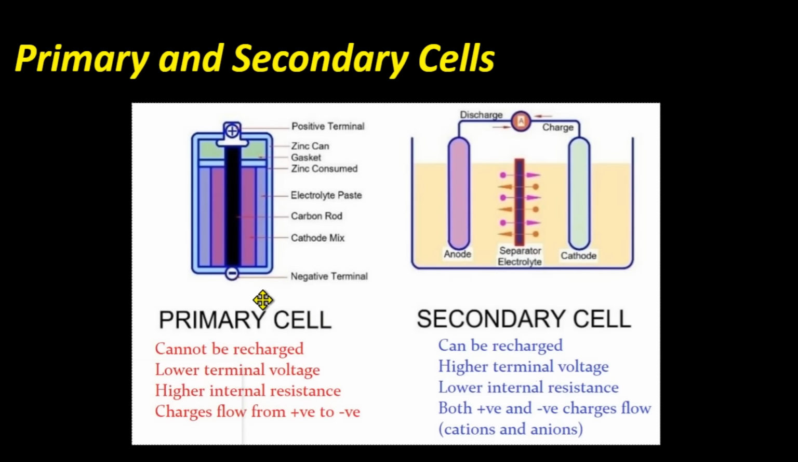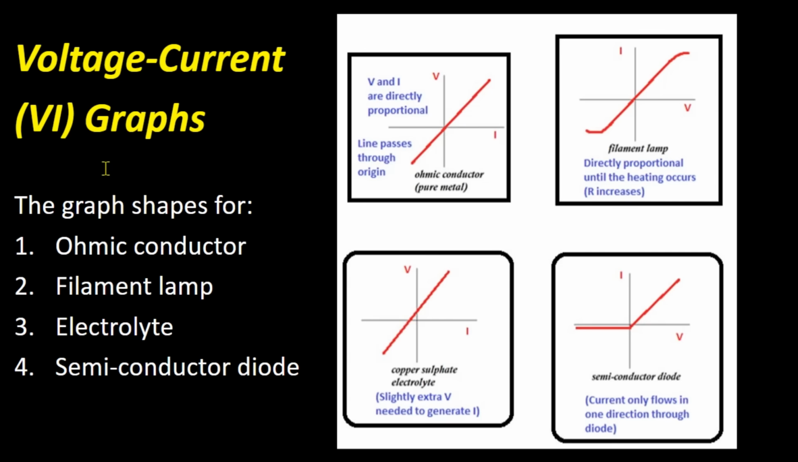Primary battery cells would be like AA batteries, those that you put in your remote control. Secondary cells would be like lithium-ion batteries in your laptop or your cell phone, or lead-acid batteries in cars. Here we have 4 voltage current graphs that you should know. I would suggest pausing the video and taking a look at them.